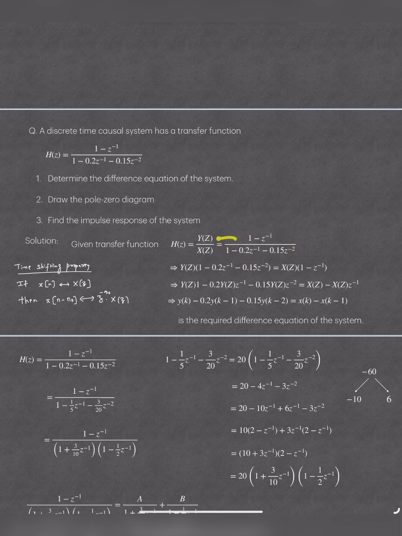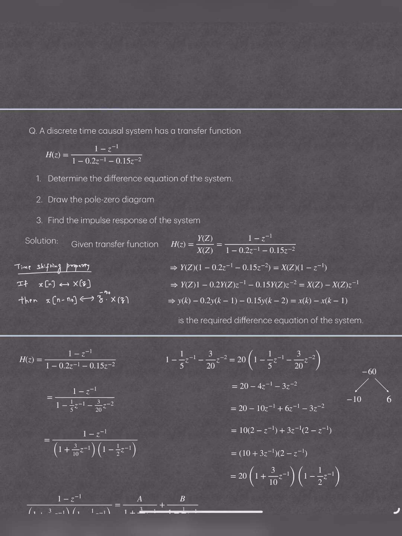Now the numerator we will consider as Y of z, the denominator we will consider as X of z, so it is Y of z by X of z. Now you just cross multiply: this Y of z into this quantity equal to X of z into this quantity. So I just cross multiplied. Now I'm going to apply the time shifting property. When x of n has z transform X of z, then x of n minus n naught can be written as z power minus n naught into X of z. So this property we call the time shifting property.